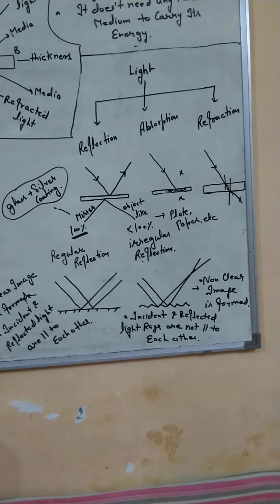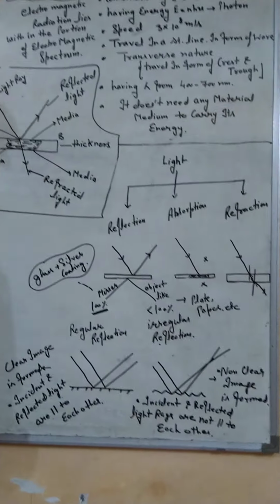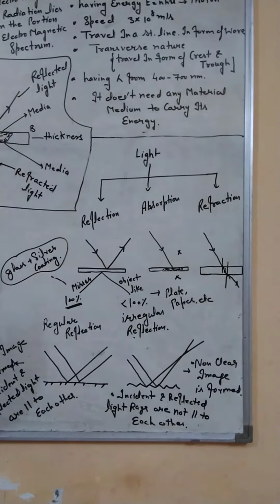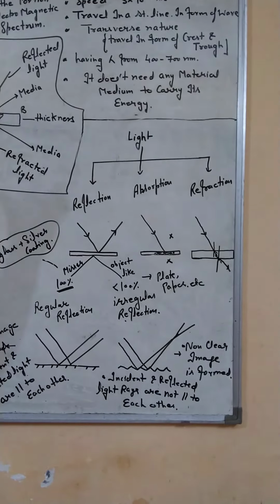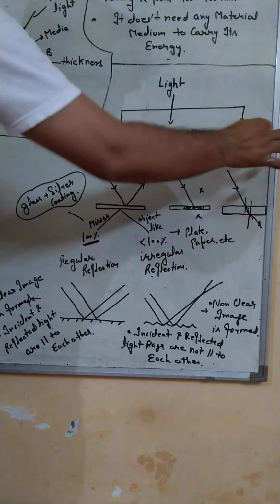So in that manner, we understand that light is broadly classified into three phenomena when falling on the surface of any media, that is an object which has a particular thickness. The first one is reflection, second one is absorption, and third one is refraction.